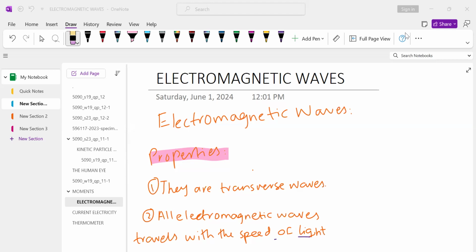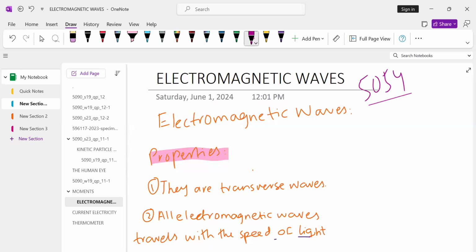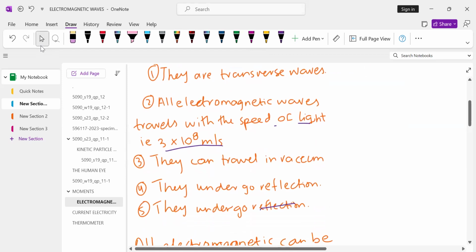Today we'll be discussing the topic electromagnetic waves. In O levels physics, the code for O levels physics is 5054. You need to know or memorize 5 properties of electromagnetic waves. Let's look at the properties. Property number 1 is that they all are transverse waves.